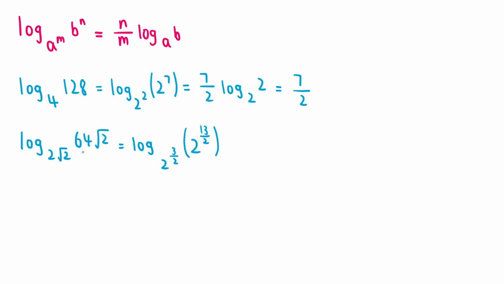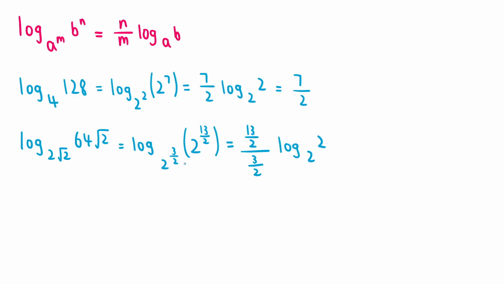For the argument, 64 is 2 to the 6, and square root of 2 is 2 to the 1/2. So 64 square root of 2 is the same as 2 raised to the power of 6 plus 1/2, or 6½ by exponent laws, which is equivalent to 13 over 2. So 64 square root of 2 is 2 to the 13 over 2. So we can rewrite the entire logarithm as log base 2 to the 3 over 2 of 2 to the power of 13 over 2. So in this case, n equals 13 over 2 and m equals 3 over 2.